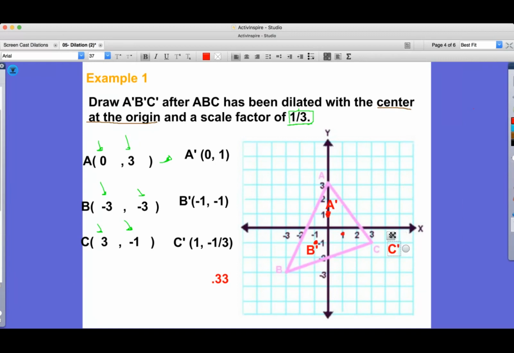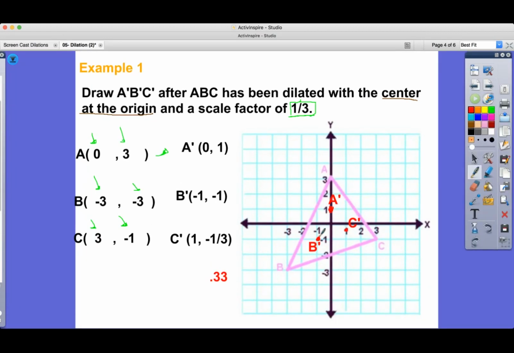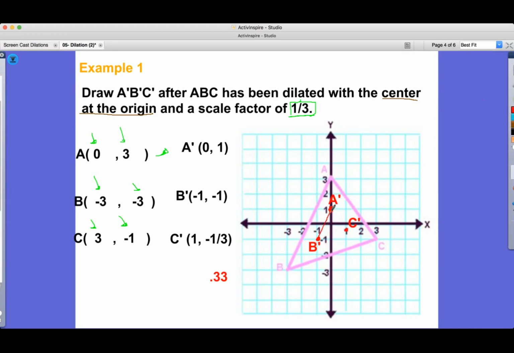So I have C prime, and then we're going to connect the dots, and this is going to be our reduction. So it should be getting smaller, and that's it. So try out the problems that follow, and then when we come back, I'll show you how to get that scaling factor.